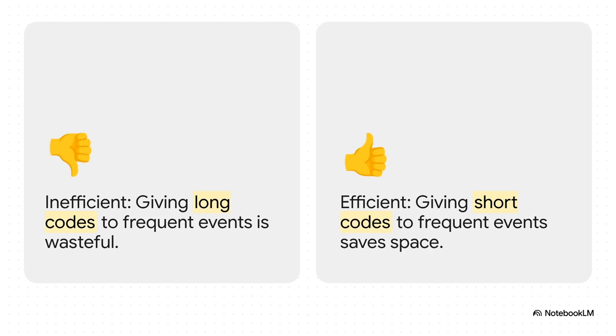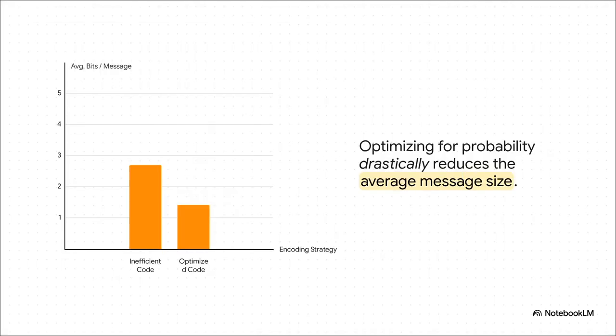The smartest way to do it, the most intelligent design, is to look at the real-world probability and assign your shortest codes to your most common events. And making this one strategic change, it has a massive, massive impact on the average size of our messages. And look, the numbers here really tell the story.